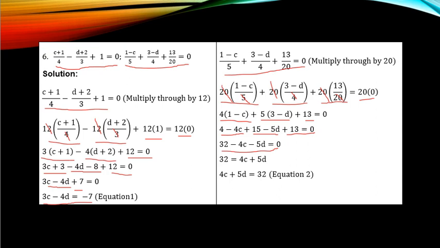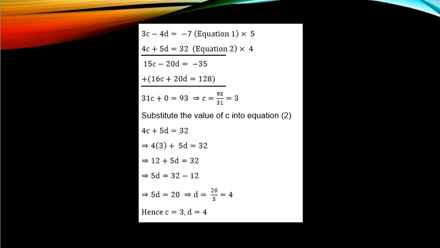Okay? Now to have positive c and d, you have to transfer minus 4c minus 5d to the right, leaving 32 on the left. If you do that, you have 32 equal to minus 4c becomes plus 4c when transferred. Minus 5d becomes 5d. Therefore, 4c plus 5d equal to 32. Equation 2. You can now solve the two equations simultaneously after clearing the fractions. Okay?